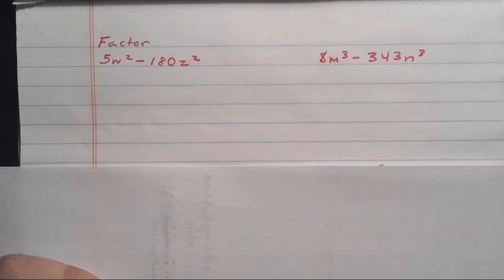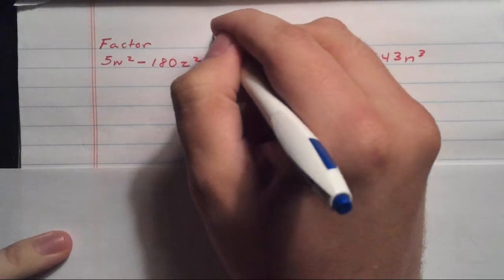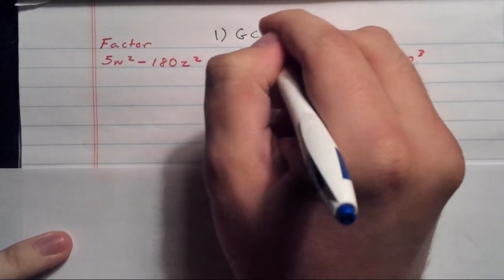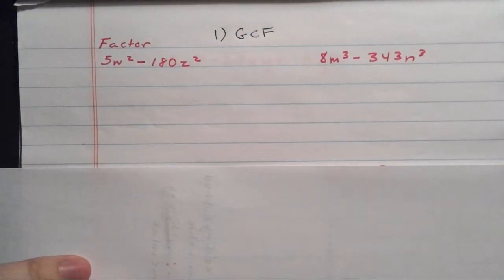All right, so let's start off by factoring some binomials. Now, one thing I need to stress to you, when we are factoring, we always have to remember that our first step is to factor the greatest common factor. That is always going to be your first step, to take out the GCF.